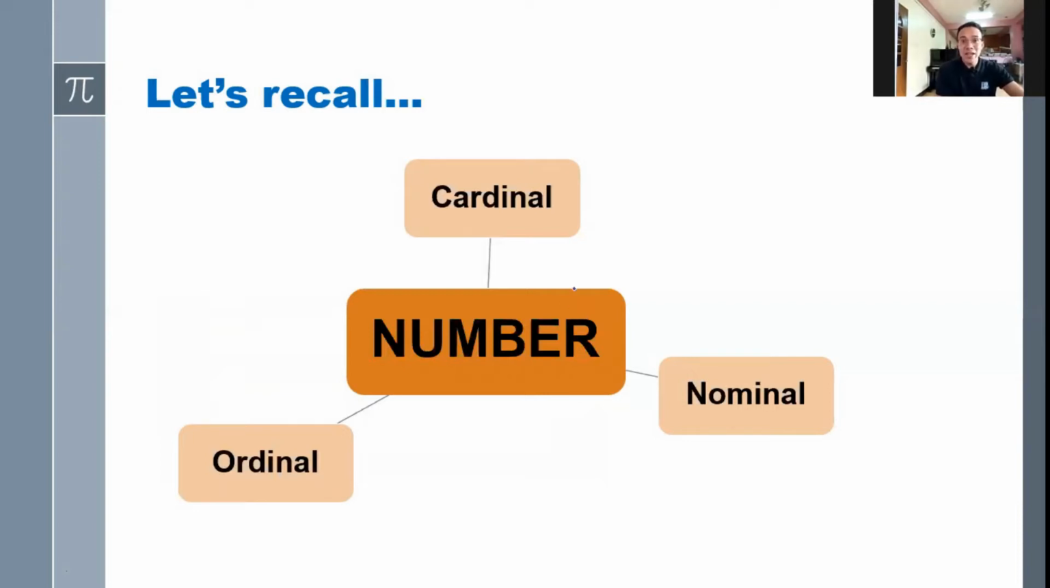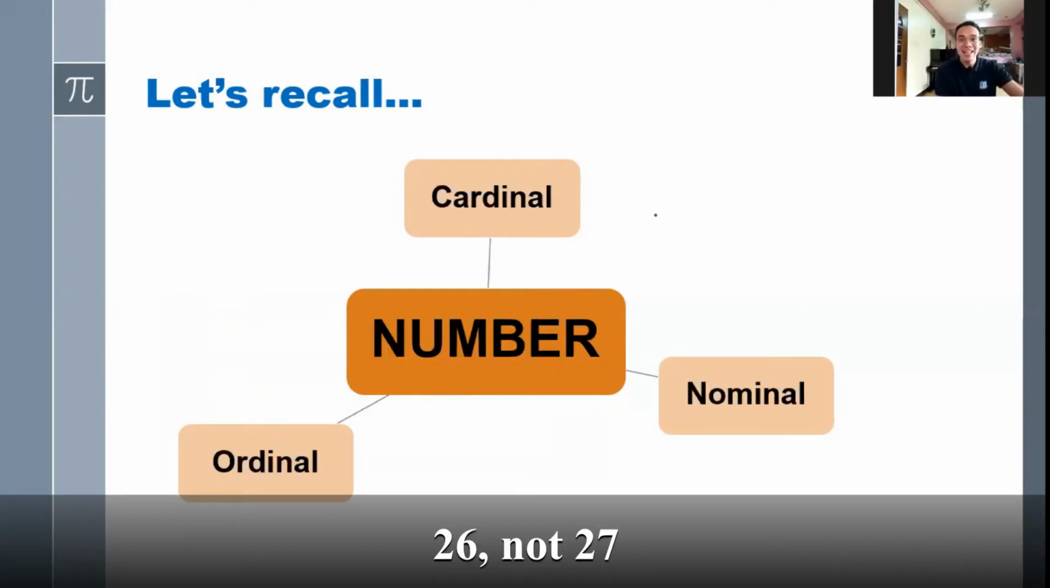And cardinal number answers the question, how many? How many students are there in 7 tessellations? The answer is 26. There are 26 students in grade 7 tessellations. Therefore, the number 26 is an example of a cardinal number. And that's what we're going to talk about in this video.